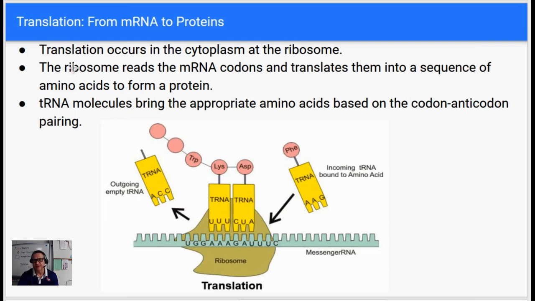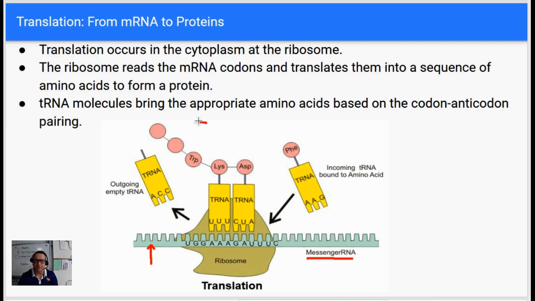All right, so we just did transcription in the nucleus. That's where we made this messenger RNA right here. We made this messenger RNA during transcription in the nucleus, where we copied the code in DNA according to the base pairing rules. So A went with U, C went with G, C went with G, T went with A, and so on. So we made this messenger RNA in transcription.